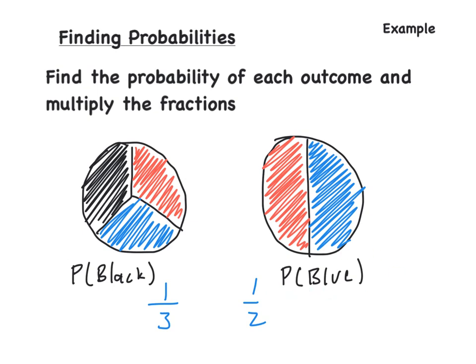Now what's the probability of it happening of black and blue? By doing this, all you have to do, multiply 1/3 and 1/2 together. By doing that, all you have to do, multiply straight across. 1 times 1 is 1. 3 times 2 is 6. So the probability of the first spinner hitting black, the second spinner hitting blue, is 1/6. Remember, find the probability of each one, then multiply the fractions.